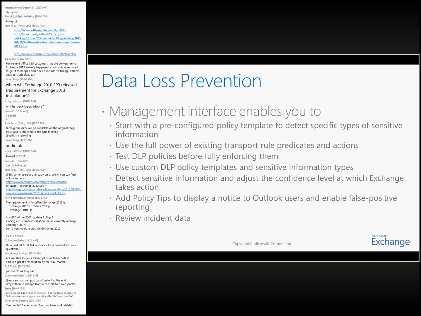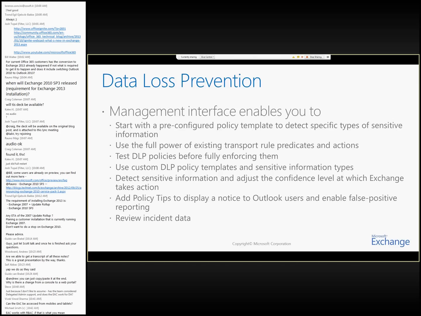You can do things like start with a pre-configured policy template that can help you detect specific types of sensitive information, or even locale-specific personally identifiable information. You can use the full power of existing transport rule predicates and actions and add new transport rules. You can test the effectiveness of the policies before enforcing them. You can incorporate your own custom policy templates and sensitive information types. You can detect sensitive information in the message attachments, in the body text or subject lines, and you can adjust the confidence level at which Exchange takes action.